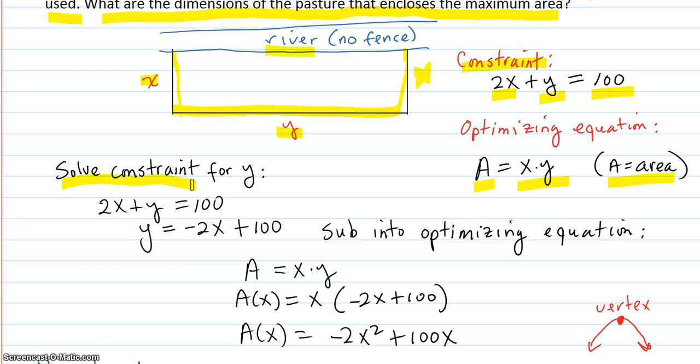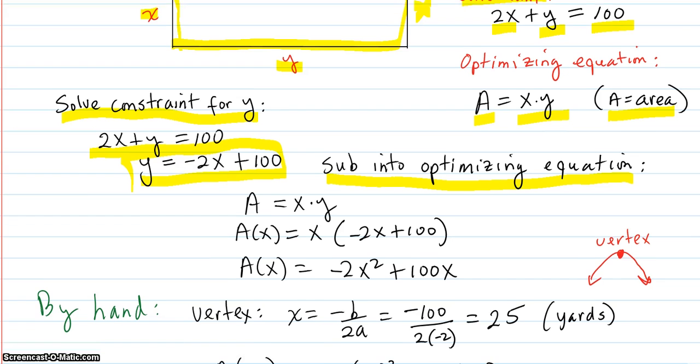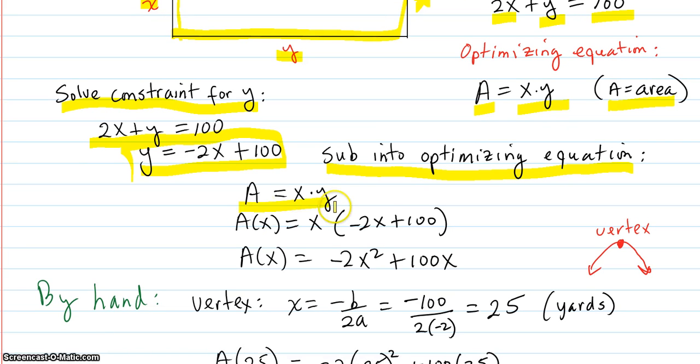We solve the constraint for y. The constraint is 2x plus y equals 100. So y solves this way by subtracting 2x from both sides. You sub into the optimizing equation. Here's the optimizing equation. A of x equals x times, and you sub the y right in there because y is negative 2x plus 100, and there's the y, and just put it right in there.